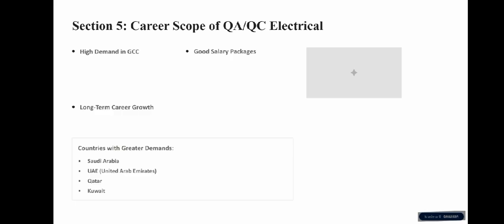Number second is good salary packages. So professionals in this field often command competitive salaries reflecting the specialized skills and critical nature of the role. Number third is long-term career growth. This sector provides a clear path for advancement, with opportunities to move into senior management or specialized consultancy roles. Now, the countries with greater demands include Saudi Arabia, UAE, Qatar, Kuwait, etc.